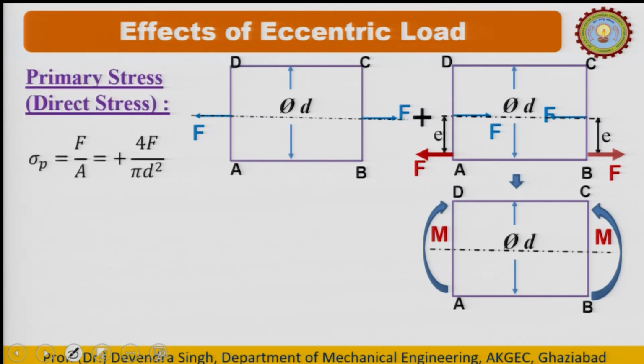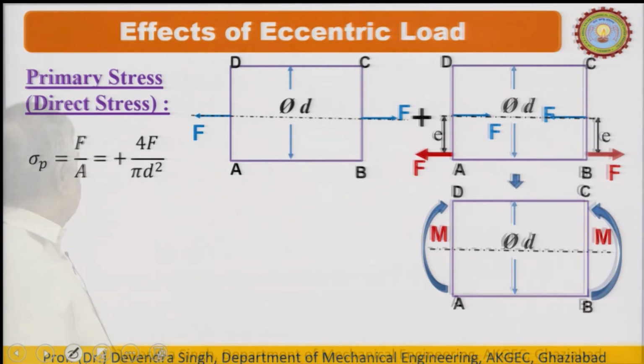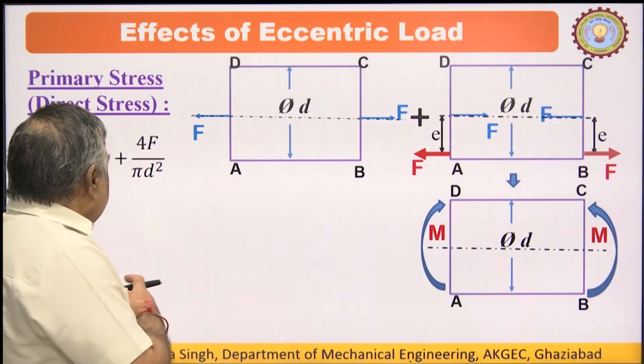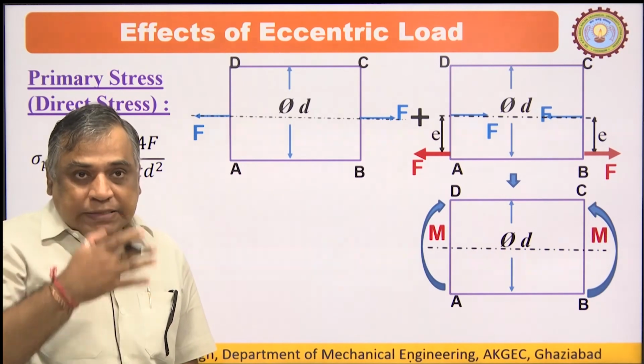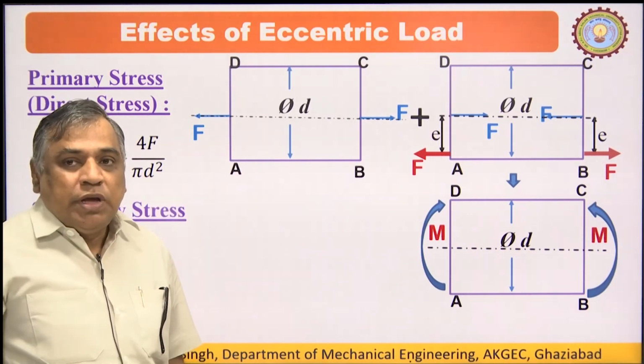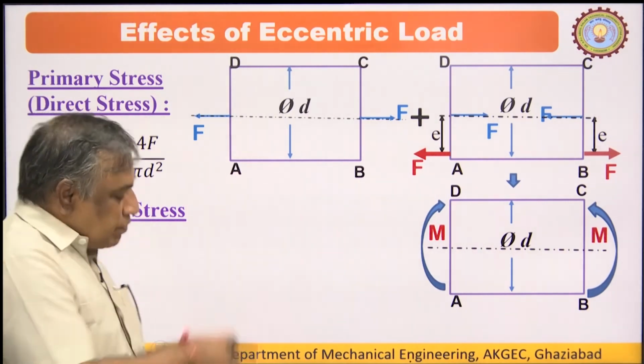And now, if you write the expressions, primary stress and secondary stress. Primary stress is also termed the direct stress, that is, the stress having the basic dimension of force upon area. By that basic formula we get the primary direct stress. The primary stress is tensile: F upon A equals plus 4F upon pi d square, where plus means tensile.